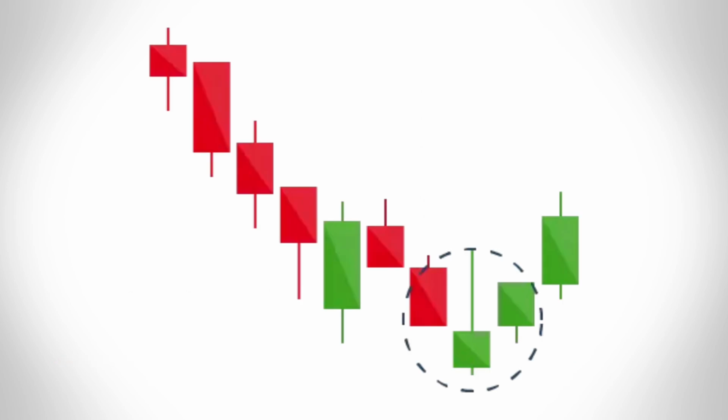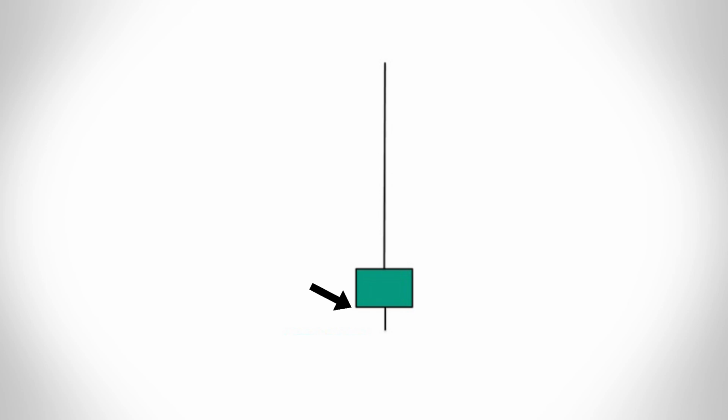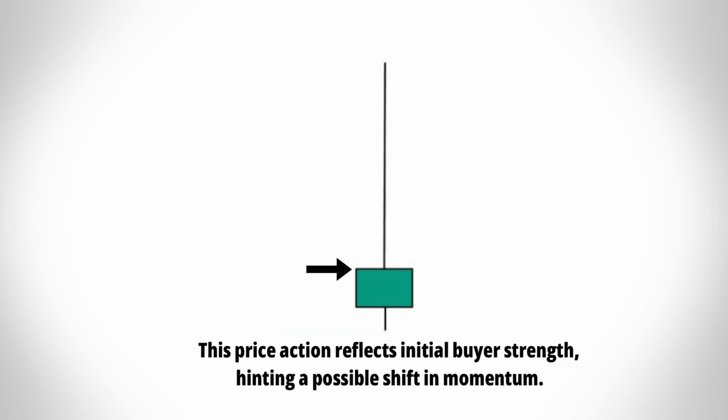Like I already mentioned, the inverted hammer forms at the bottom of a downtrend or near a support level, suggesting a potential bullish reversal. An inverted hammer forms when the market opens and buyers drive prices significantly higher, forming a long upper shadow. Sellers step in and push the price back down, but the close is significantly above or close to the opening price. This price action reflects initial buyer strength, hinting at a possible shift in momentum.